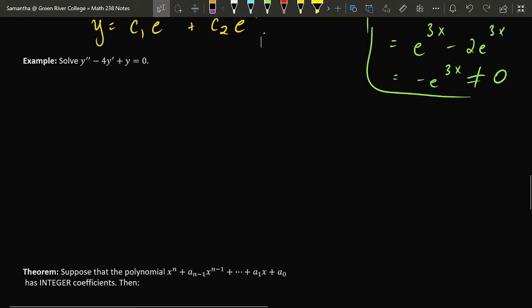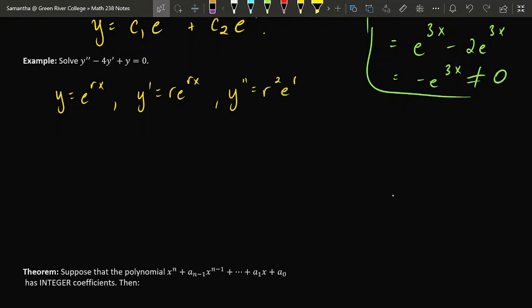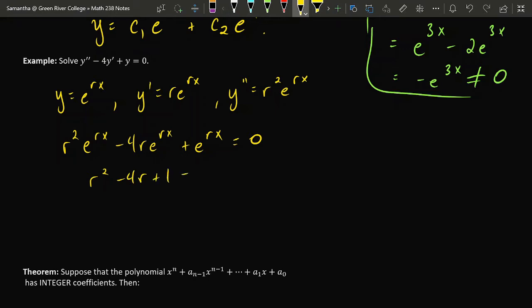Okay, what about if we had y double prime minus 4y prime plus y? If I guess y equals e to the rx, once again y prime brings a single r down, and y double prime brings 2 r's down. So I get r squared e to the rx minus 4r e to the rx plus e to the rx equals 0. And once again, that e to the rx can be divided out.